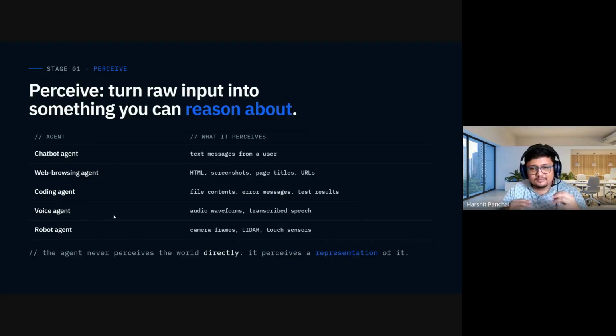So the agent never perceives the world directly. It always perceives a representation of it, right? That representation is everything. Get it wrong, and the whole loop is poison. So how you make the agent perceive whatever input you are giving is very, very important.